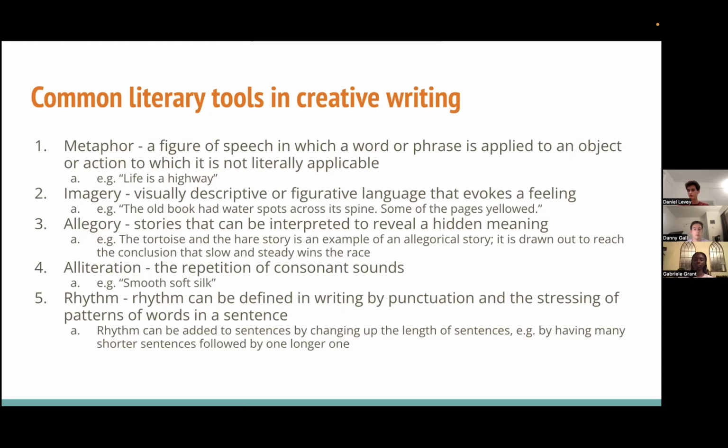Another common tool is called alliteration, which is when you use the same sound from the consonant at the beginning of many words in a row. Smooth, soft silk is a good example of alliteration.